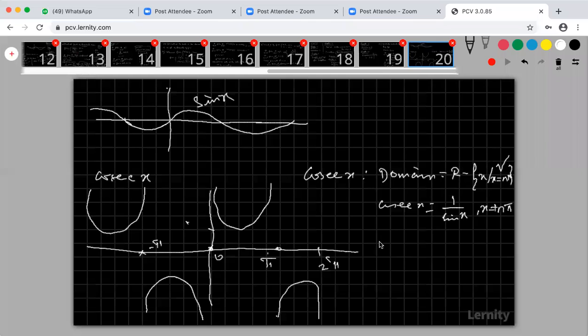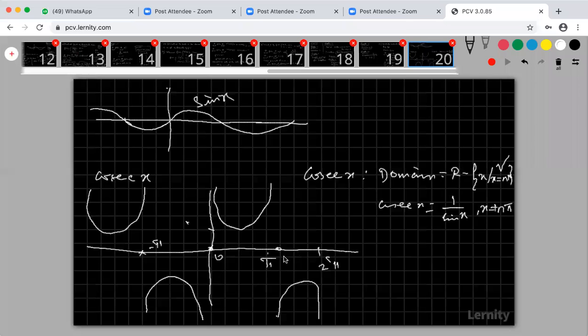You have to check the continuity at the domain values only. If any point is not in your domain, don't bother about that, leave that. At the domain points, the function is continuous. Yeah, it is continuous. The domain from 0 to pi is there. It is continuous from 0 to pi. Only up to pi, not equal to pi. Less than pi.